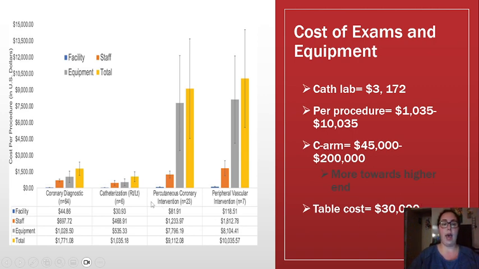Over here we have the cost of the facility, staff, and equipment.